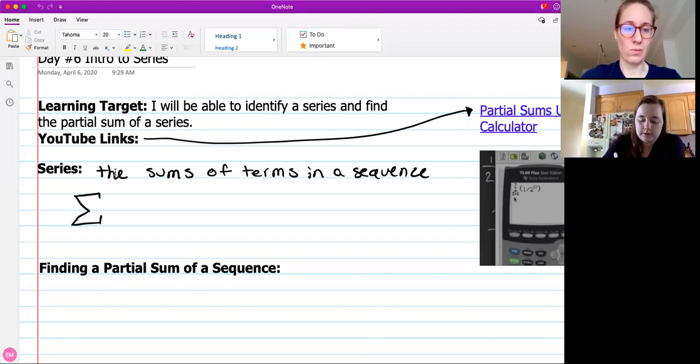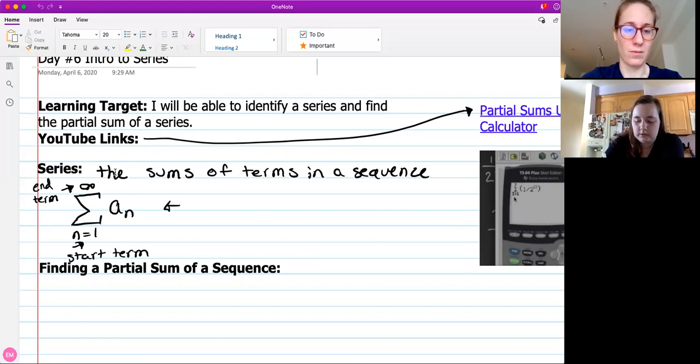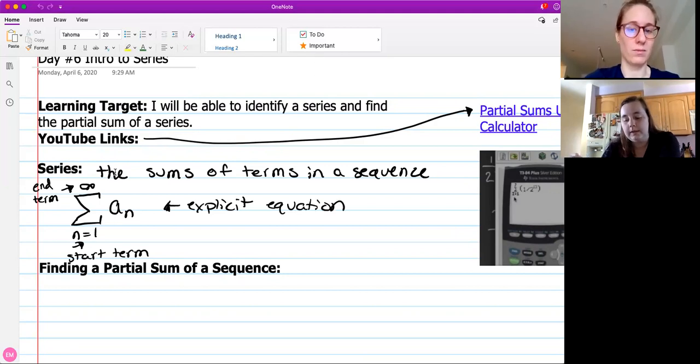And then at the top here is your end term, and that just kind of sits on top, and it can be a number, it can be infinity, whatever. The bottom is n equals 1, so this is the start term. And then in front goes your explicit equation of whatever sequence you have. And that could be an arithmetic sequence, it can be a geometric sequence. Either of the ones we talked about last week, that just goes right there to show you which sequence you were using.